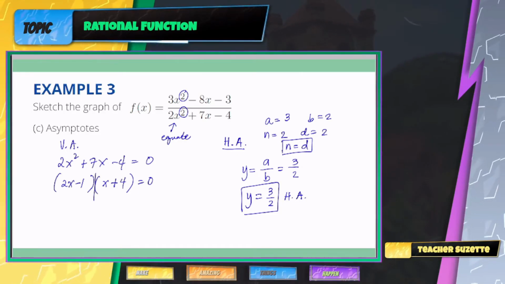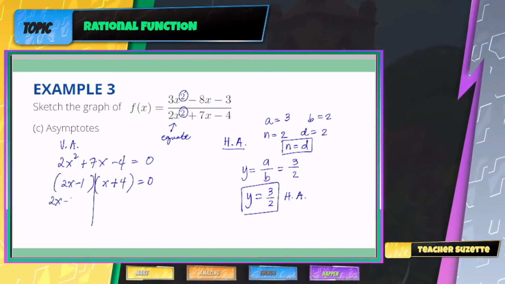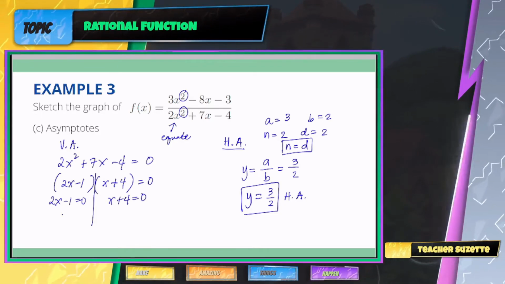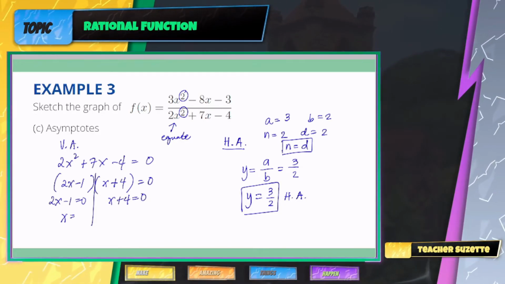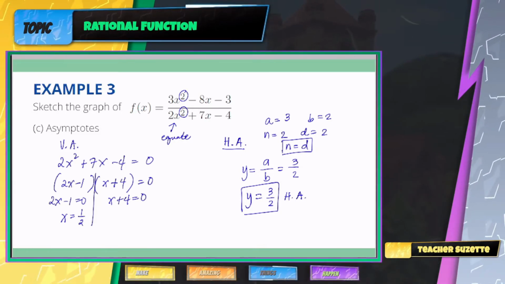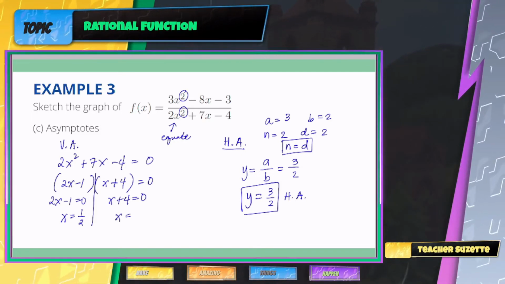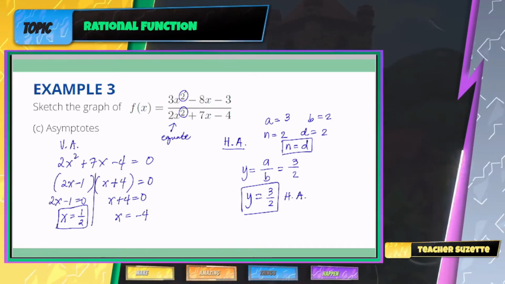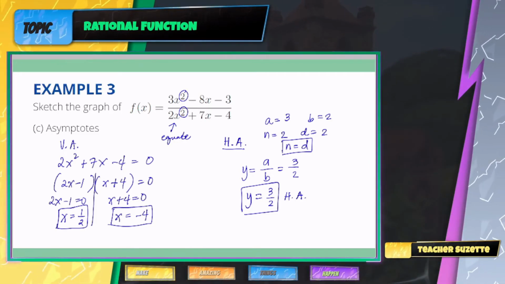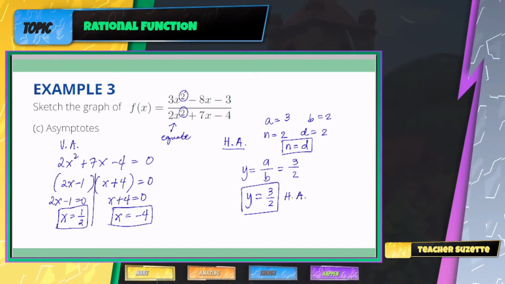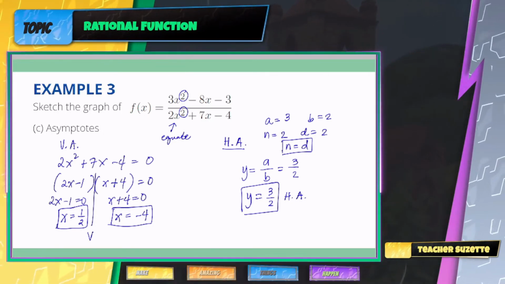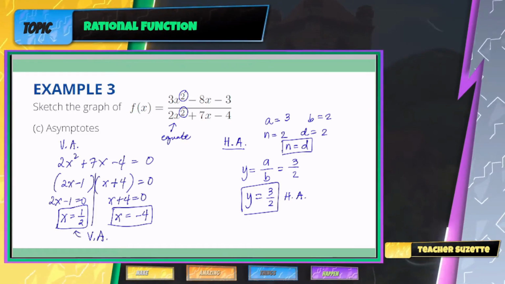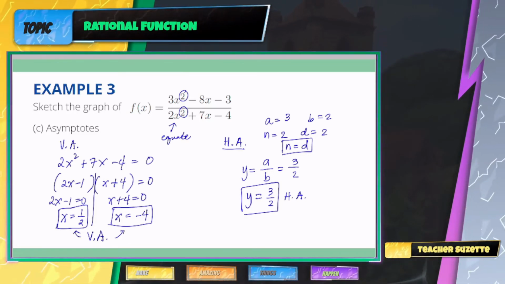Then, equating both factors to 0. Then, after that, you solve for x. So, makukuha mo dito is x equals positive 1/2. And you will have x is equal to negative 4. Ayan yung ating mga lines or vertical asymptotes. Dalawa. Pwede naman kahit dalawa.